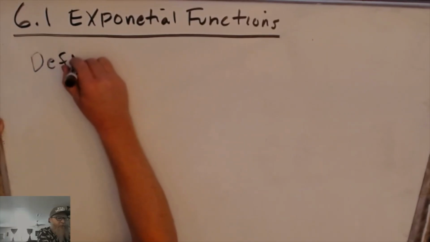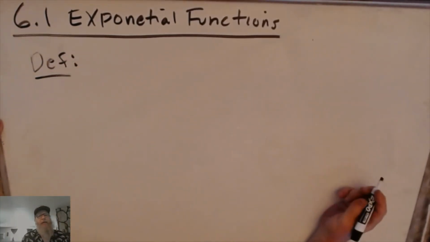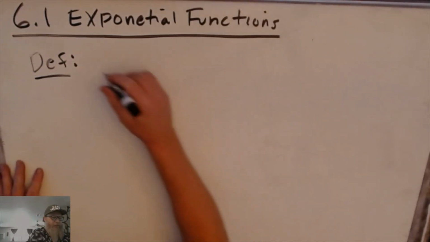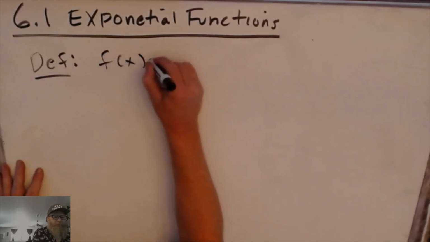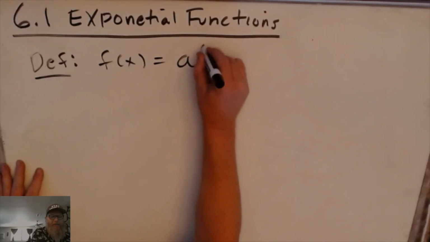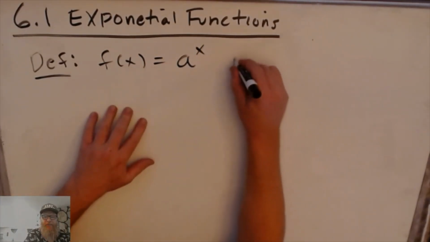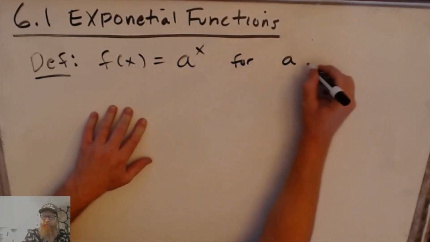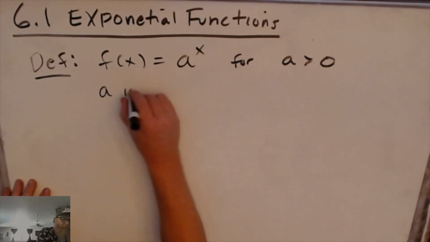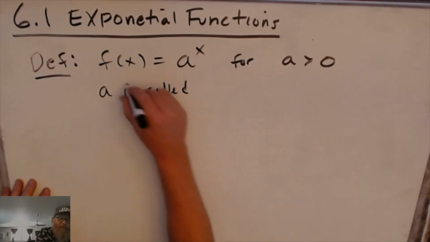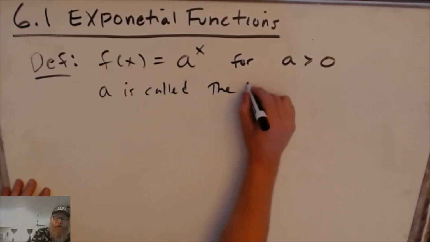I'm going to skip all the backstory and just jump right into what the definition of an exponential function is. f of x is equal to a to the x for a value a that must be greater than 0. a is called the base.